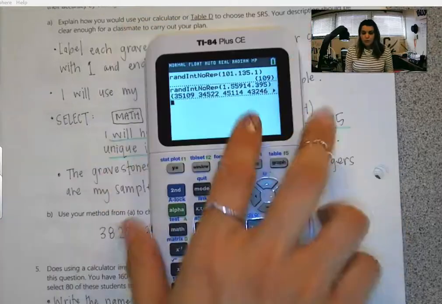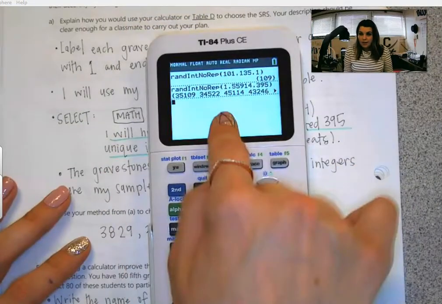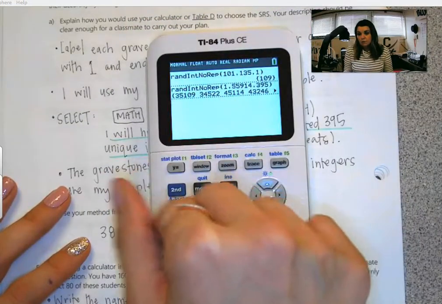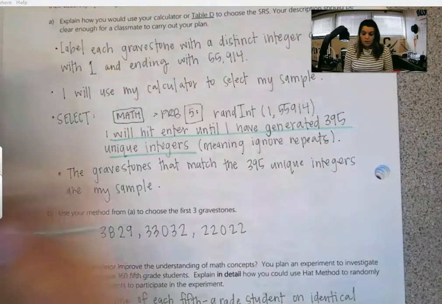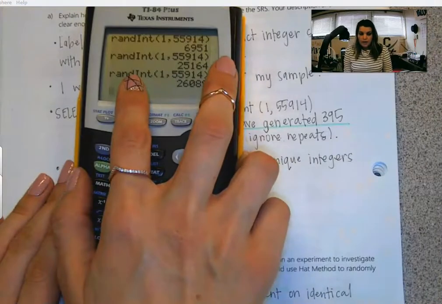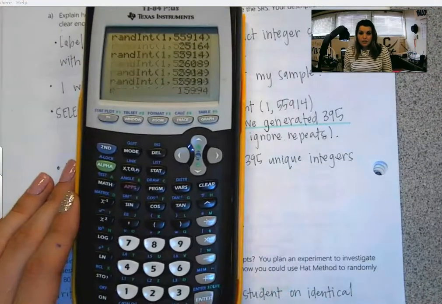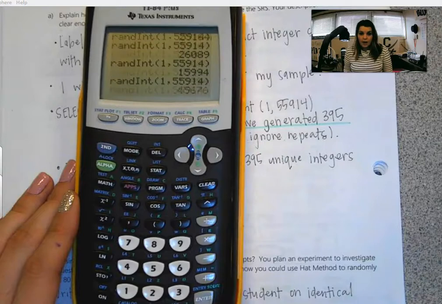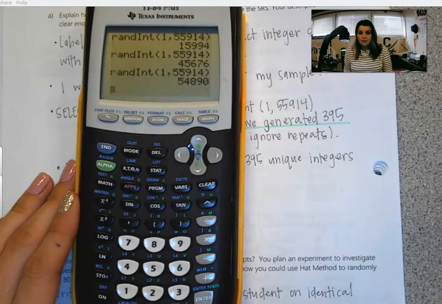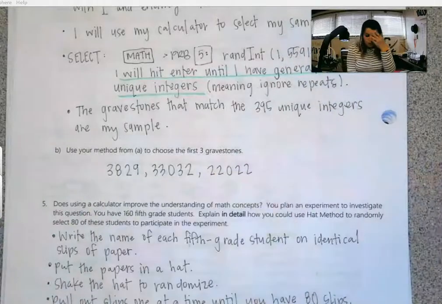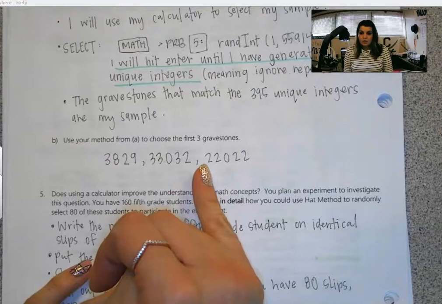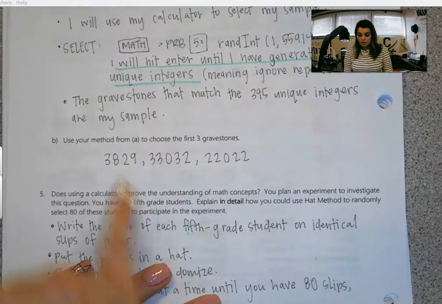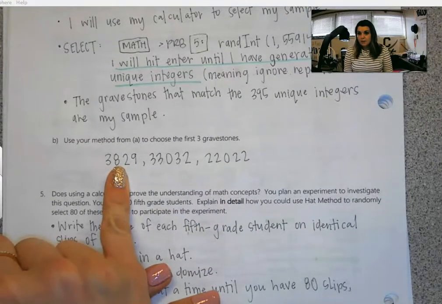Very cool. So if you have the newer one, you use 8 and you just fill in lower, upper, sample size of 395. If you have the older one, you use rand int and then you hit enter until you have 395 numbers. So then it wants you to use your method and find 3 gravestones. So all of our answers will be different. Your numbers should definitely not be the same as my numbers.